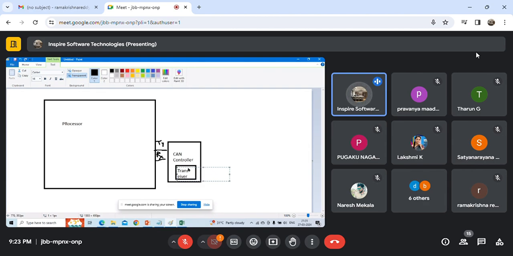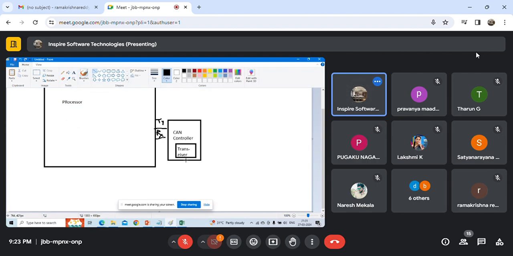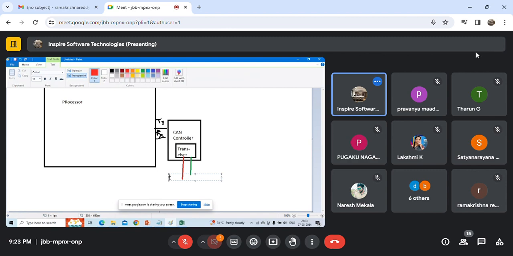Okay, this is called the transceiver. So this small block is the one actually connecting to the CAN network. Here it is called CAN high, CAN low. This is CAN high, and this is called CAN low.